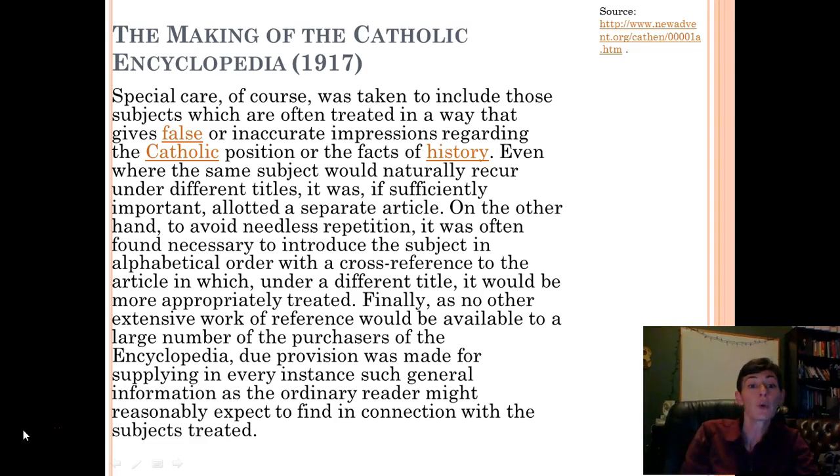On the other hand, to avoid needless repetition, it was often found necessary to introduce the subject in alphabetical order with a cross-reference to the article in which, under a different title, it would be more appropriately treated. Finally, as no other extensive work of reference would be available to a large number of the purchasers of the encyclopedia, due provision was made for supplying in every instance such general information as the ordinary reader might reasonably expect to find in connection with the subjects treated.